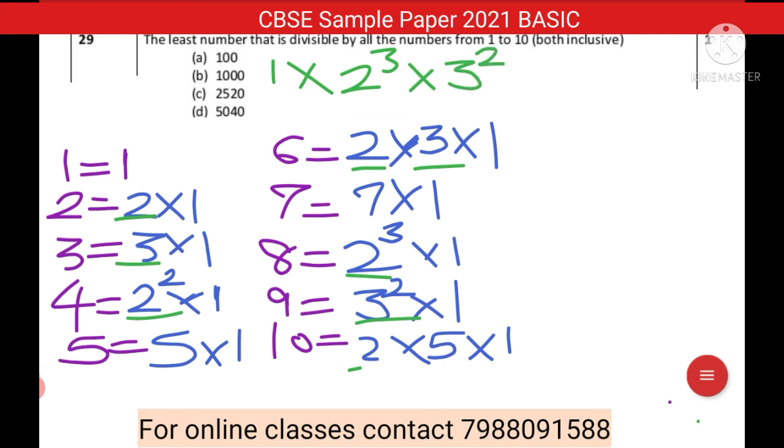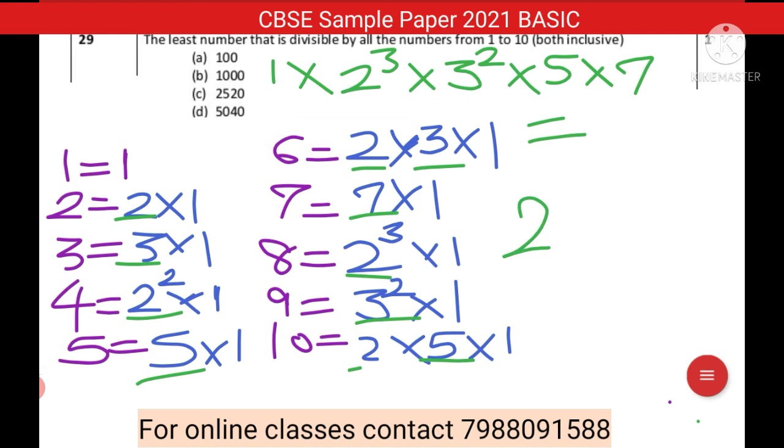Now let's go to 5. 1 power and only 1 power. So I will write 5. And the next number is 7. Here I have 1 power. So I write 7. And that's it. There is no other number. All the numbers have been covered. So this is our LCM. Let us multiply them to get the answer. And the answer comes out to be 2520. So C is the correct option for this.